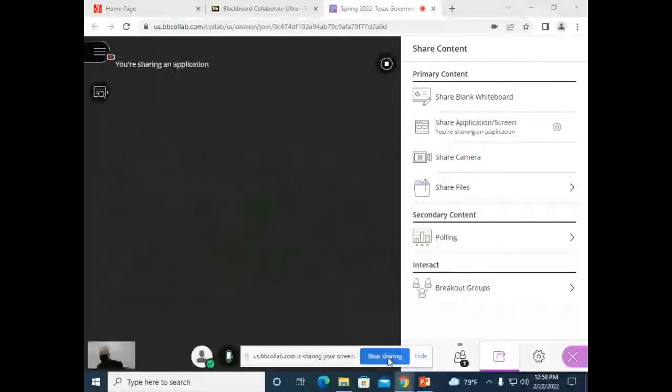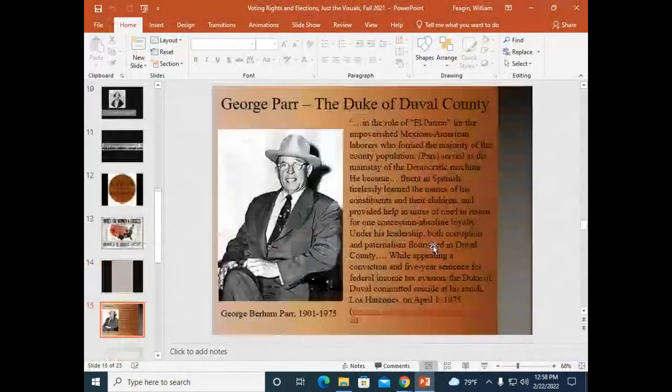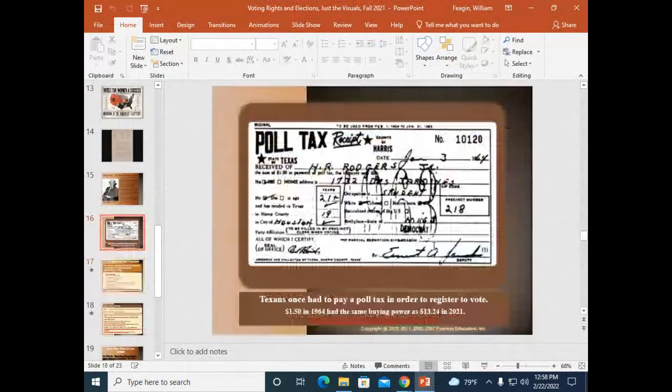All right, the second device, I guess we can say, that Texas and other states used to effectively prevent African Americans from voting was the poll tax. Some of you may have heard of the poll tax before. The poll tax, in its simplest description, is a fee that people had to pay in order to register to vote.